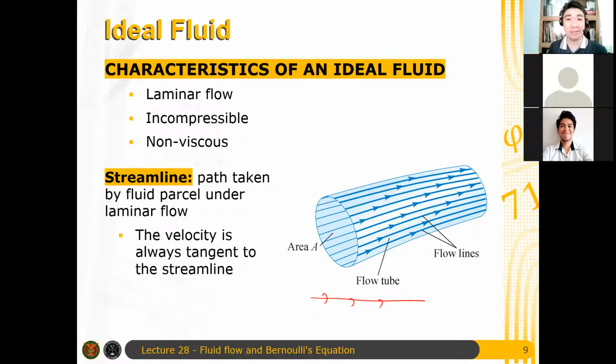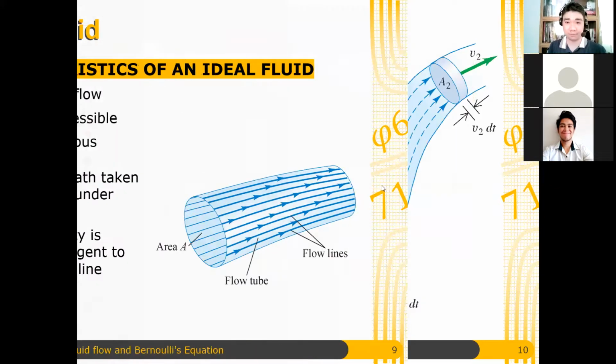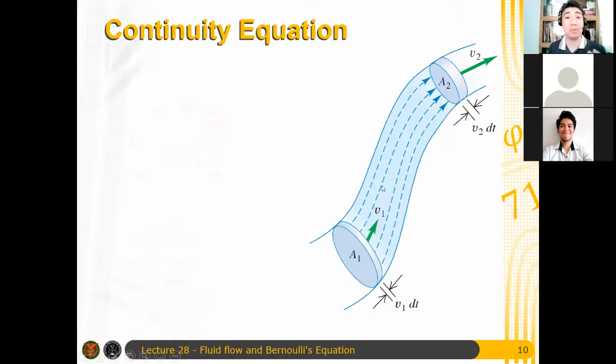Again, the characteristics of an ideal fluid: it's laminar, it's incompressible, and it's non-viscous. Okay, questions? May tanong? Wala? Okay, sige. Now, let's focus on one of the equations that we will need in solving fluid dynamics problems, which is the continuity equation. So now, let's say you have a fluid that's moving.